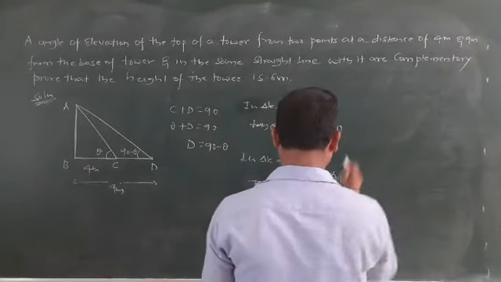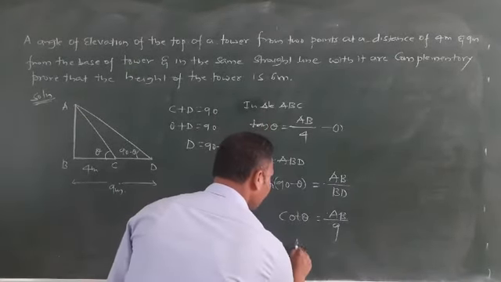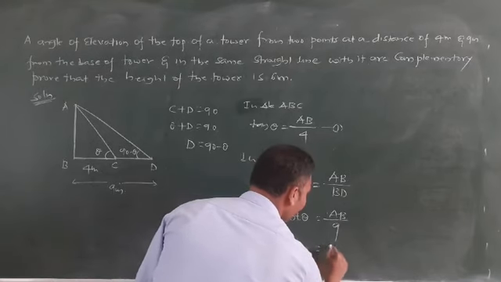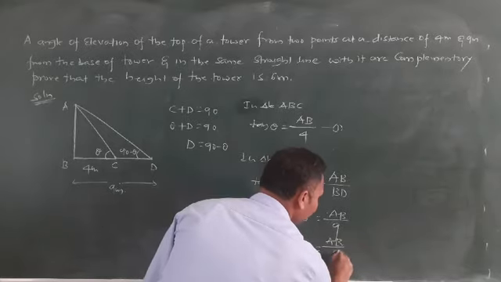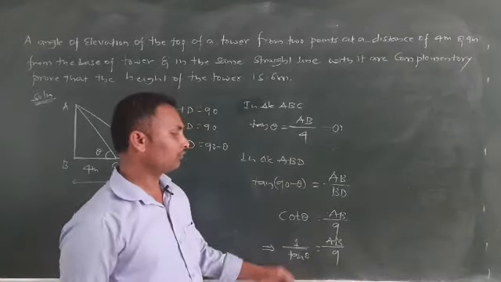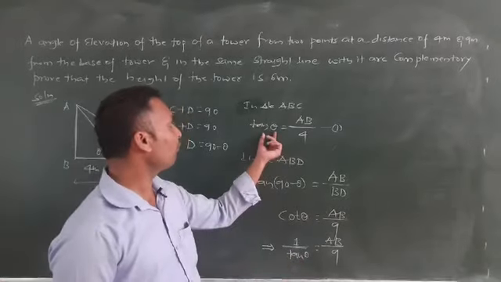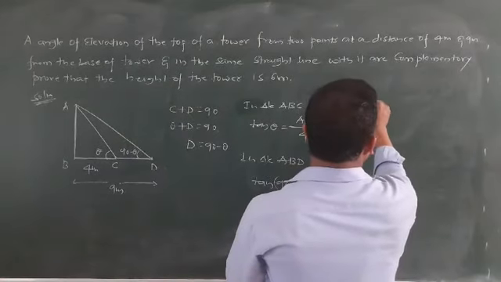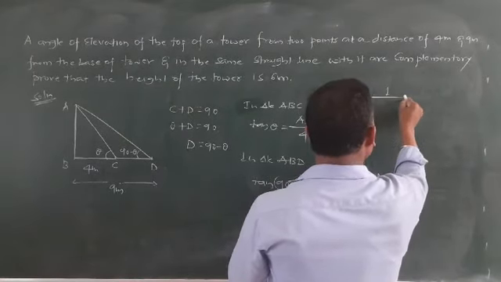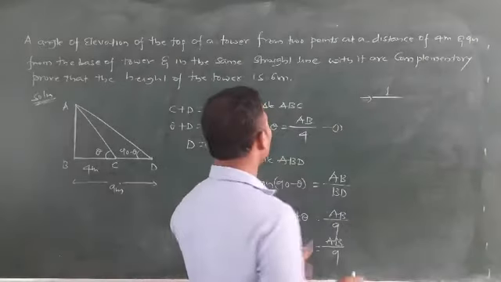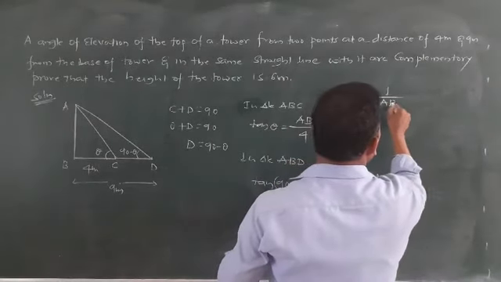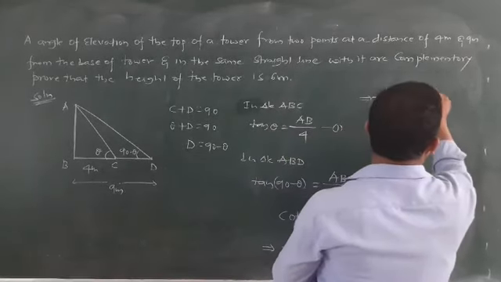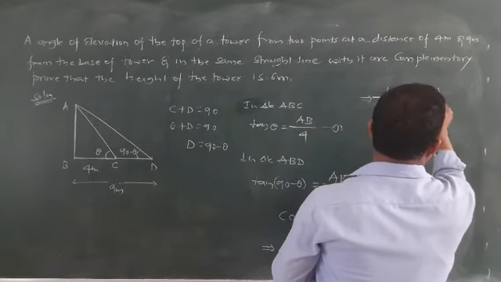So how can we write cot? Let me write here only. We can write it as 1 by tan theta. We can write cot as 1 by tan. This is AB by 9. Now you can cross multiply, otherwise what is the value of tan theta? AB by 4, we can substitute here. So now we have 1 divided by the value of tan theta. Tan theta is nothing but AB by 4, and this is equal to AB by 9.